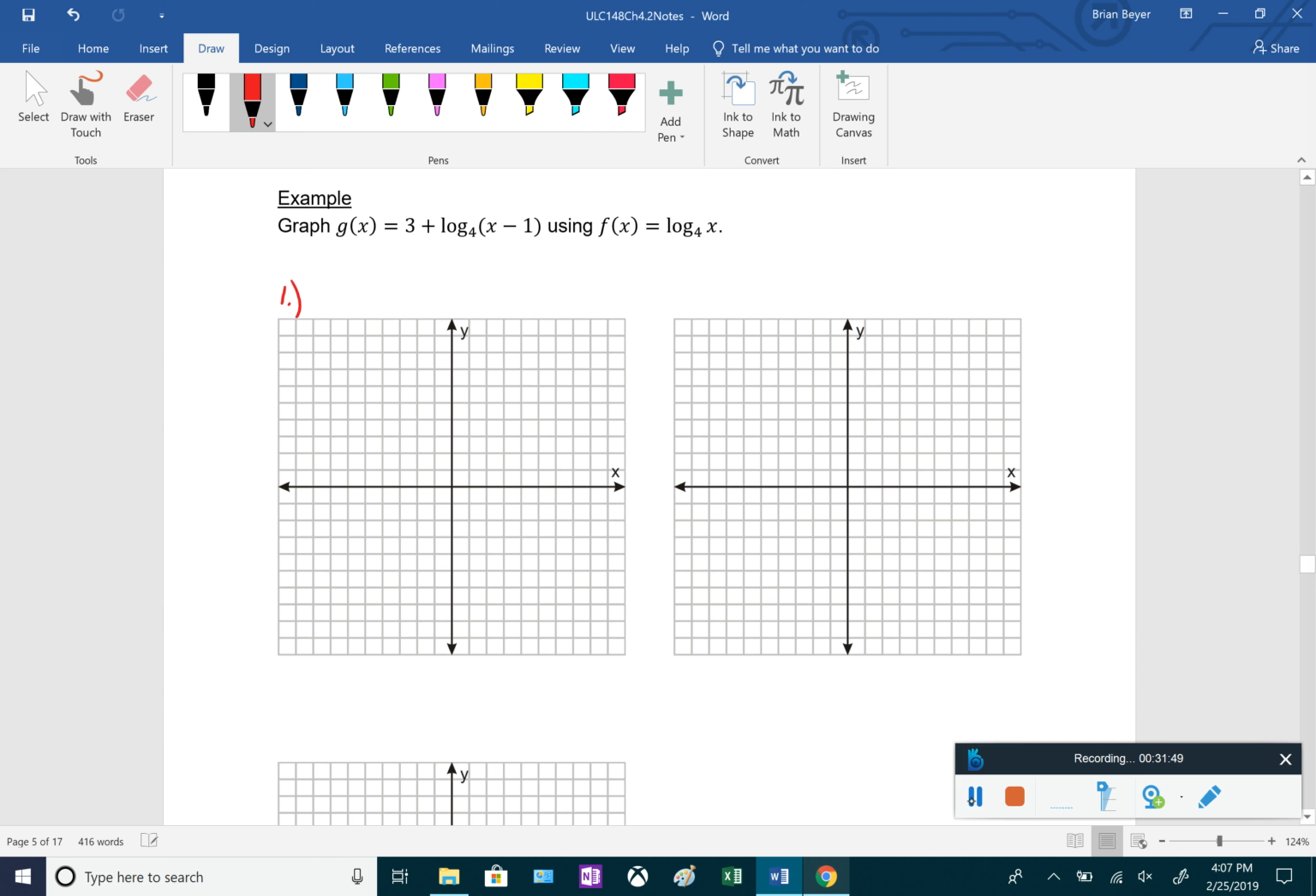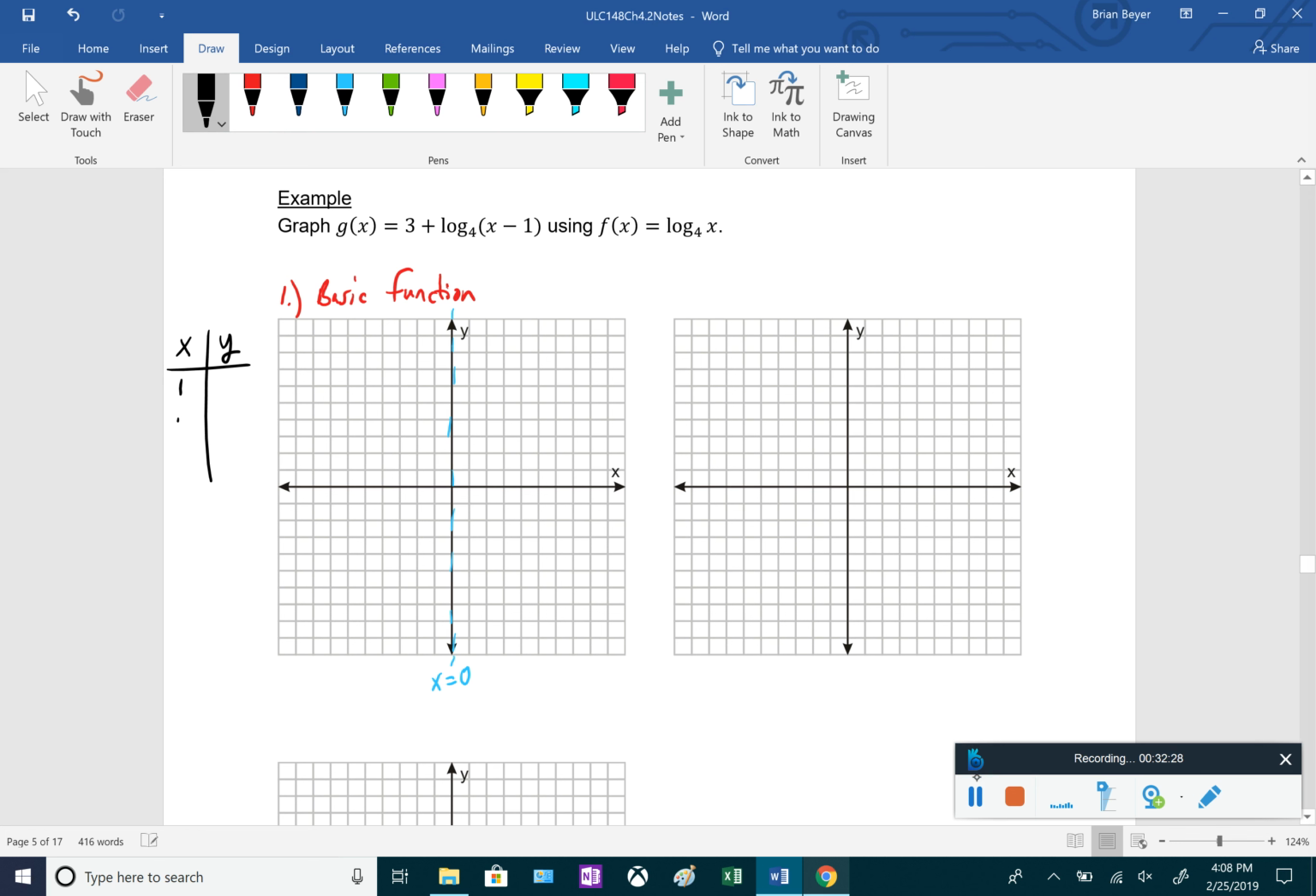So as usual, I'm going to start with this basic function, which is given to us. The basic function is just log base 4 of x. So we should know what the shape looks like for this based on what we just did. We know there's going to be a vertical asymptote here at x equals 0. And we know it's going to be increasing because the base b is 4. It's greater than 1.